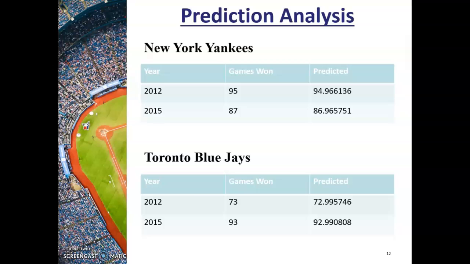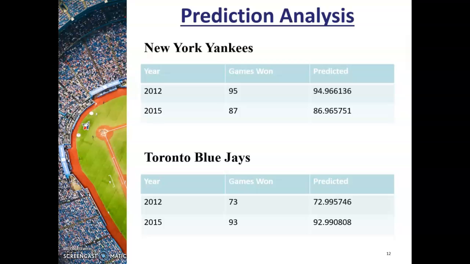the Toronto Blue Jays. Our model is trained only on data from 1990 to 2010. However, we will be predicting games won in 2012 and 2015. In 2012, the New York Yankees won 95 games, and in 2015, they won 87 games. Our model predicts that they would win 94.97 games in 2012 and 86.97 games in 2015. The predicted games won is nearly identical to the actual games won.